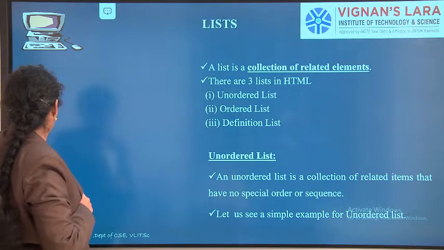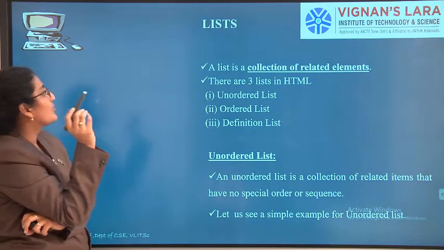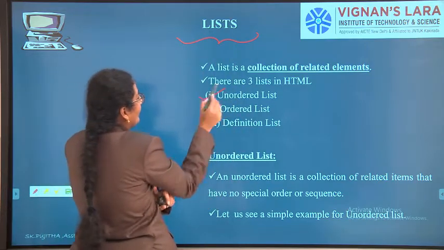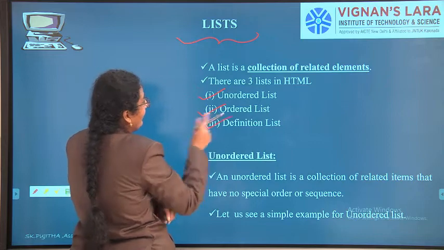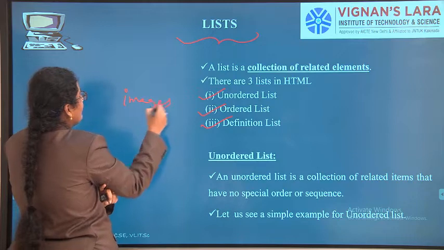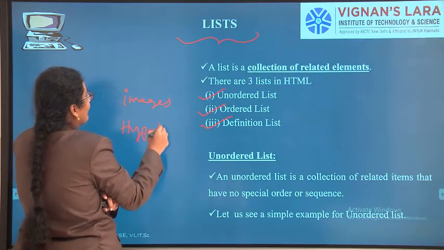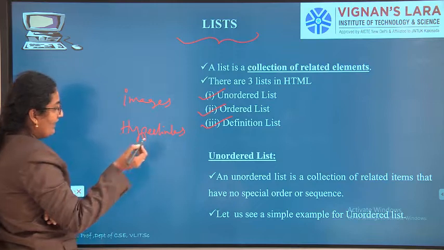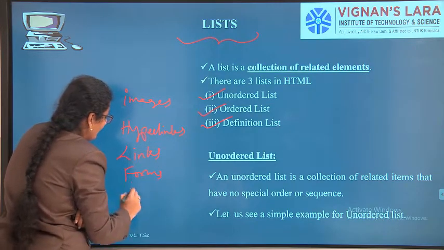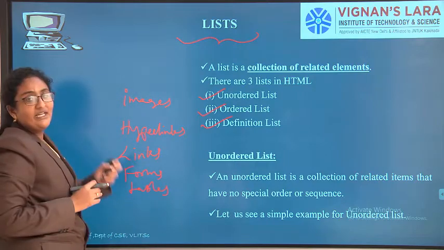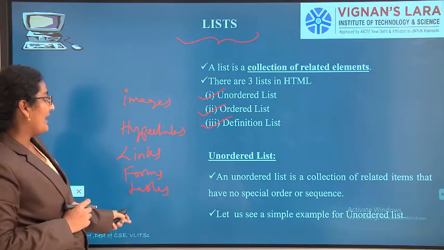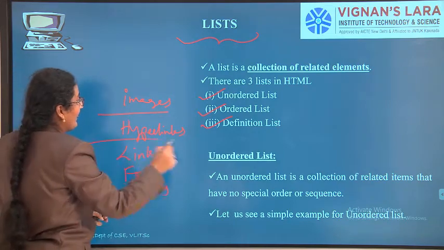See, next one is list. What is our next topic? List. How many types of list we have? Unordered list, ordered list and definition list. Till now what we have discussed? Images we have discussed, hyperlinks we have discussed. Still what we have to discuss? Links, forms, tables. So in unit 1 we will have images, hyperlinks, links, forms, tables. So till now we have finished images and hyperlinks.